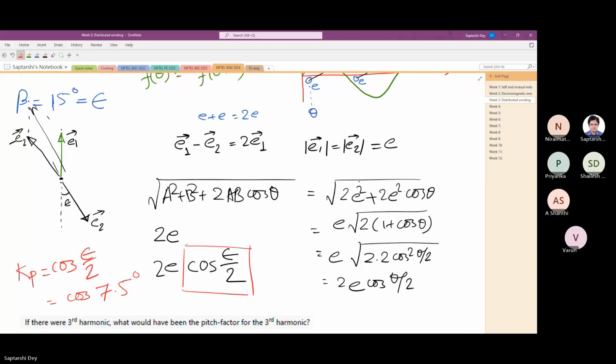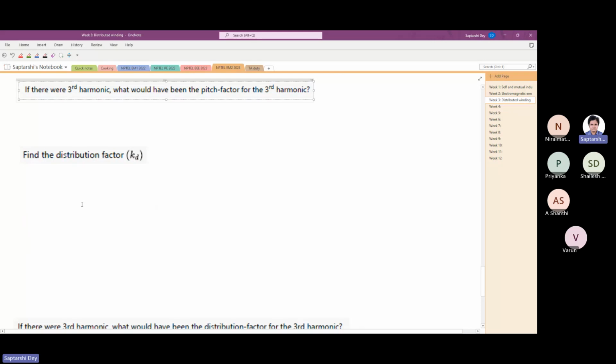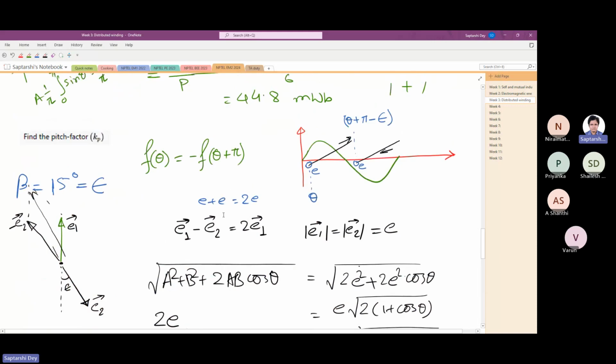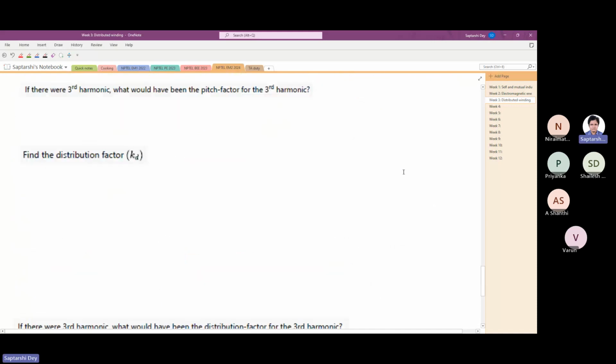Any doubt here? This pitch factor, distribution factor is all about vector addition. You have to simply do vector addition by geometry, and you will get all the formulae. This harmonic question we'll take later. We'll quickly do the distribution factor since we are already in the vector addition thing. Distribution factor, why does it come? First of all, pitch factor comes because we are short cording, so there is some deviation from the ideal induced EMF that we would expect. Similar is the case for distribution factor.